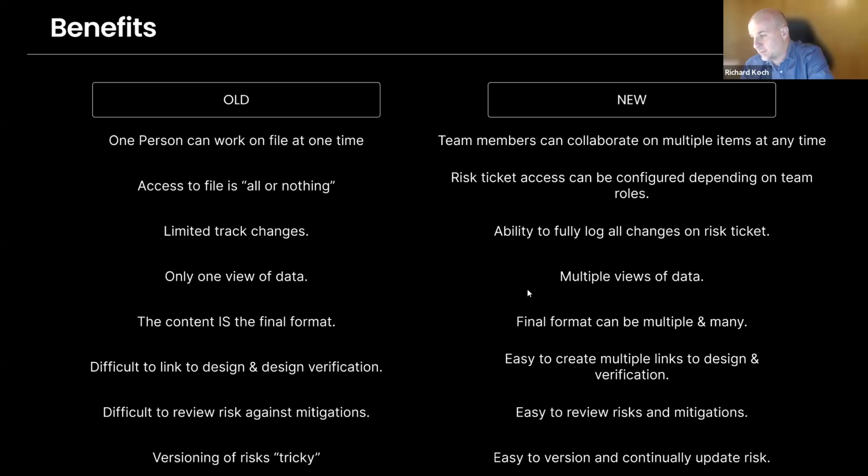And that's really important for the next one, where in traditional document-based systems, the content is the final format. You don't have a choice. Whereas when you're working in ticketing systems, you can generate multiple different reports in different formats for different purposes. So when you're doing a review, for example, of the hazard identification, you don't need to see the risk mitigations, right? So you can have a report which you run. You just look at the hazardous scenario.